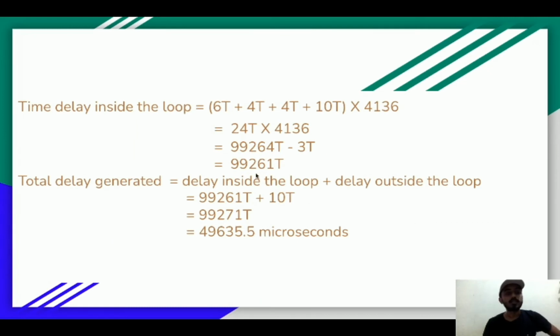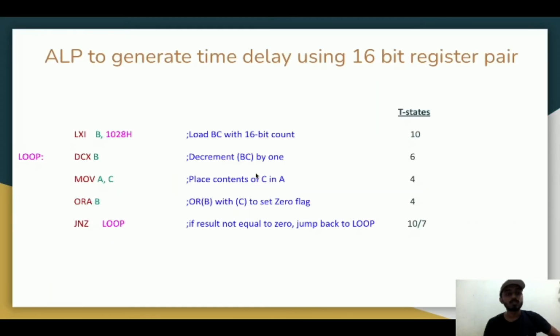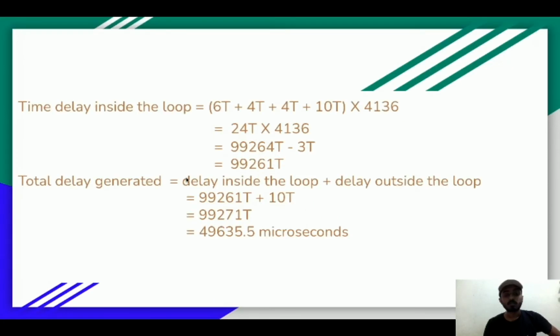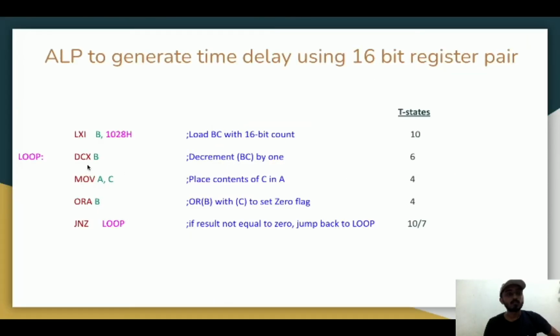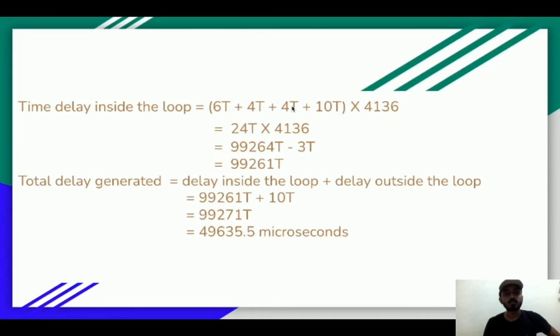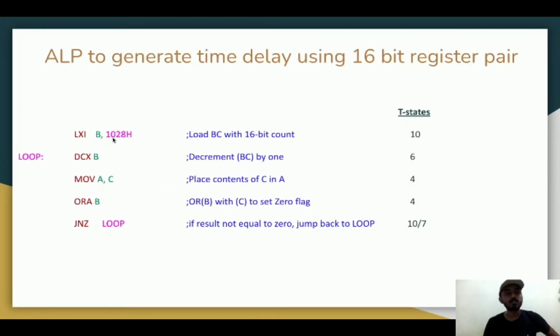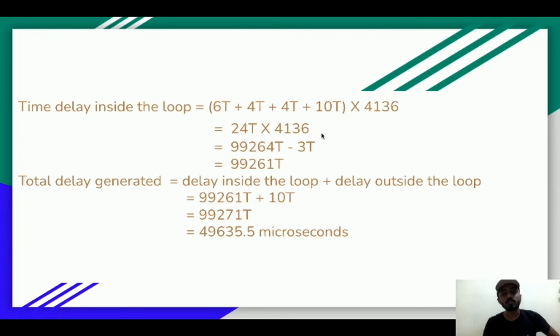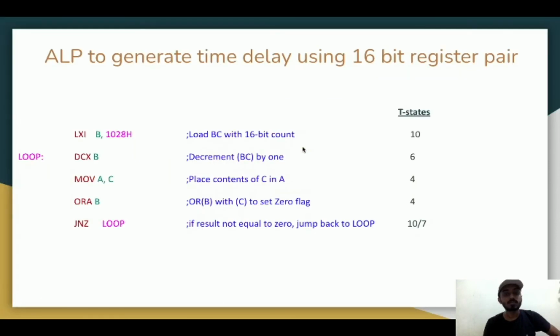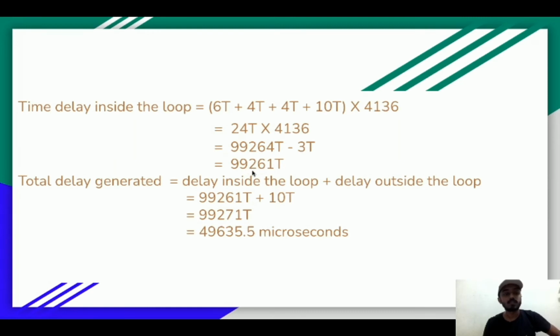So again, calculating the time delay. First, calculating the time delay within the loop. The loop contains 4 of the instructions. So T states are here 6T, 4T, 4T and 10T. So I have added all 6T plus 4T plus 4T plus 10T, which gives 24T, into the content in the register B, which is 1028, whose decimal equivalent is 4136. So 24T into 4136 gives 99264T, and again for the jump instruction I have to subtract 3T, which gives 99261T.